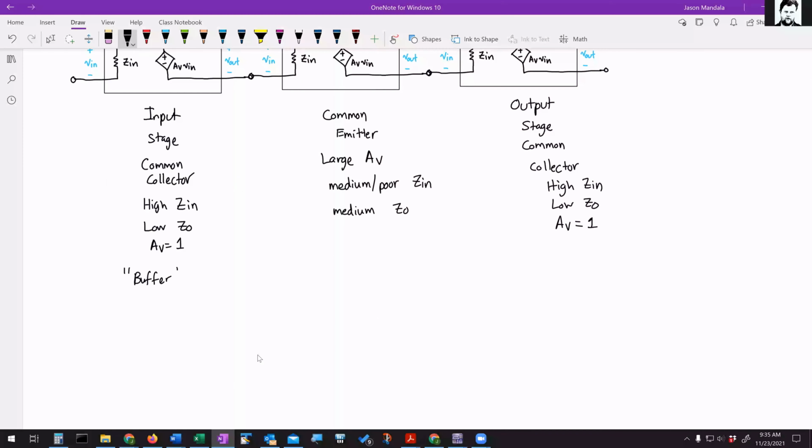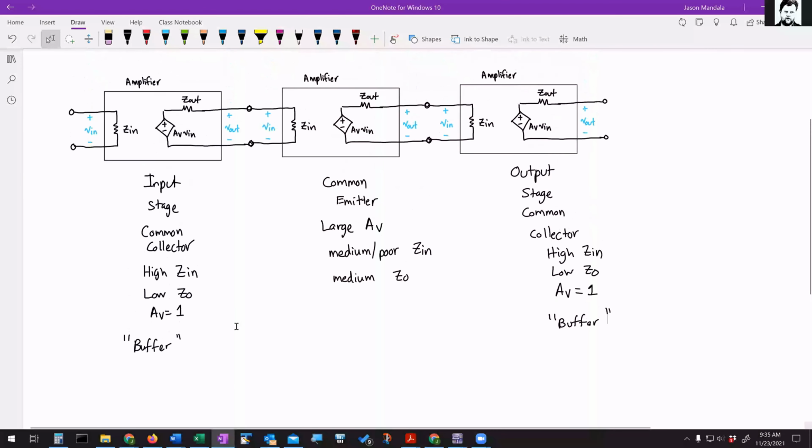Like these amplifiers on the input and output are acting like buffers. So you may have heard that term even in, I think maybe I said it in the digital class. There's lots of different types of buffers. There's a digital buffer, like the opposite of an inverter. There's buffers in programming, and there's buffers in circuits like this.